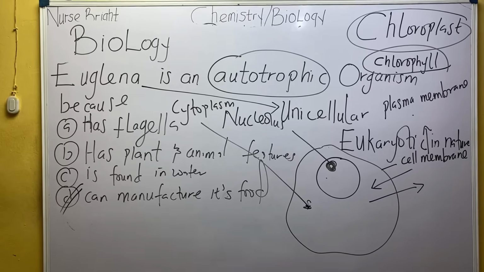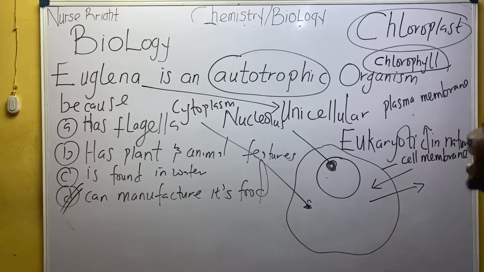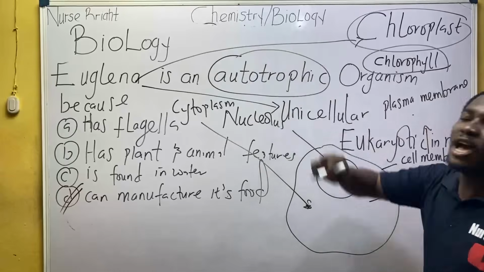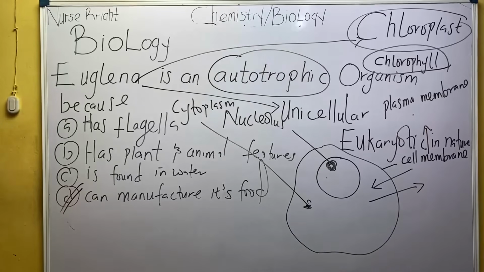One of the plant-like features of Euglena, as a student, you should know, is that Euglena contain chloroplast. That's my first explanation. And when you have chloroplast, you will be autotrophic in nature. The plant-like feature is that they have chloroplast.